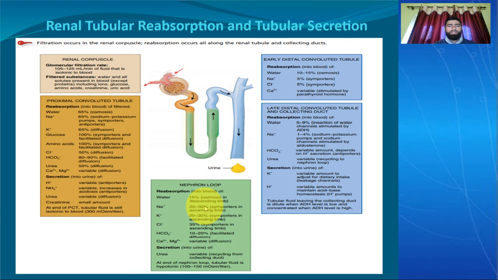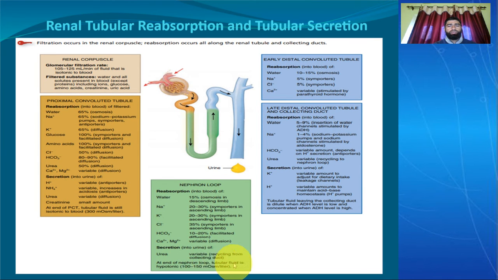Sodium 20 to 30%, potassium 20 to 30%, chlorine 35%, bicarbonate 10 to 20% through facilitated diffusion. Calcium and magnesium also in variable amounts, they diffuse. Secretion also happens in this loop. Urea: it is important to mention that this portion is permeable to urea, and this portion is impermeable to urea. Urea recycling happens here. We will see later on how this urea recycling happens.